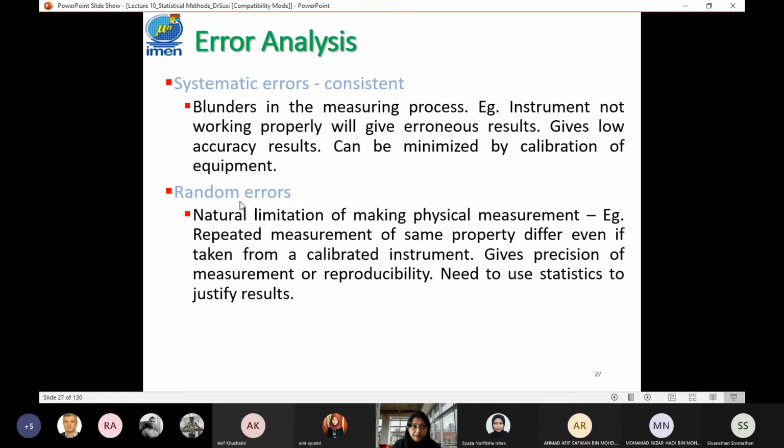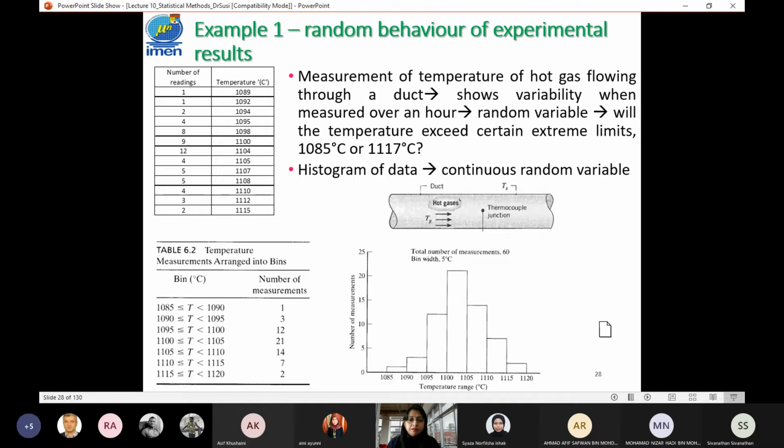Random errors are common, right? Any experiment that you do, you'll come across random errors. Okay, I move to the first. Those PhD students, bear with me. These are very simple examples because I want to cater for the master students as well.